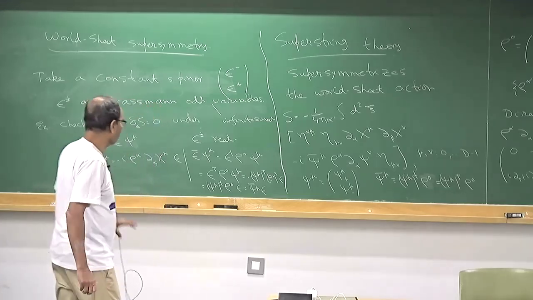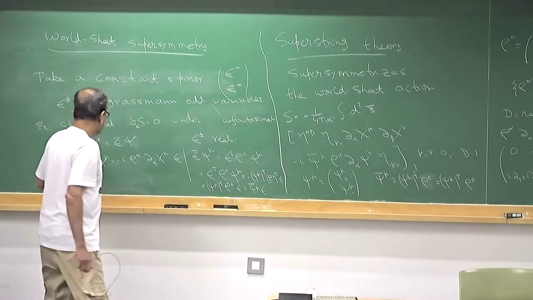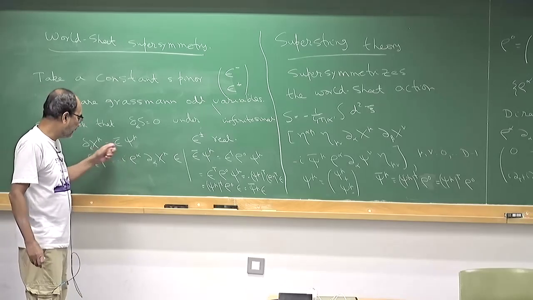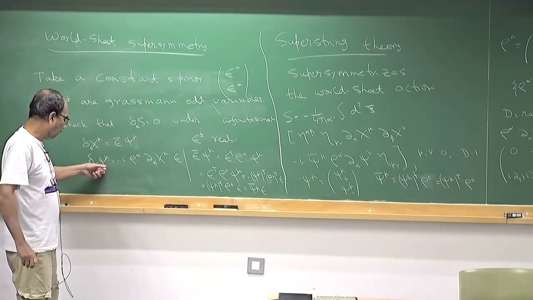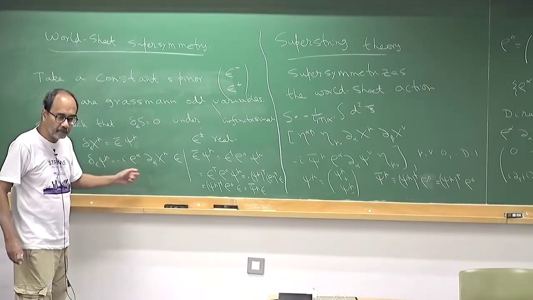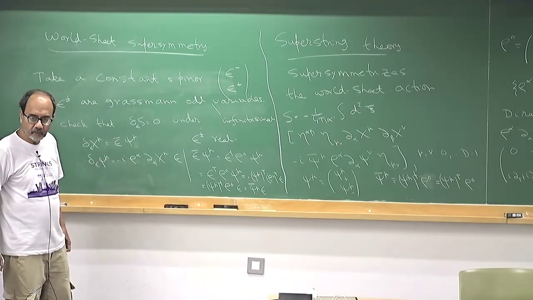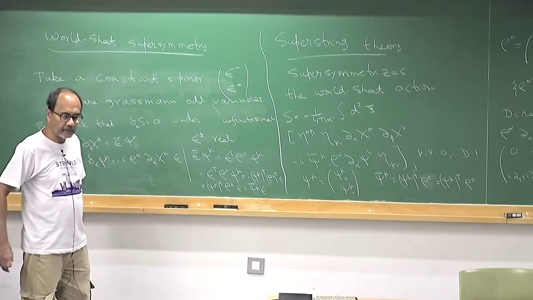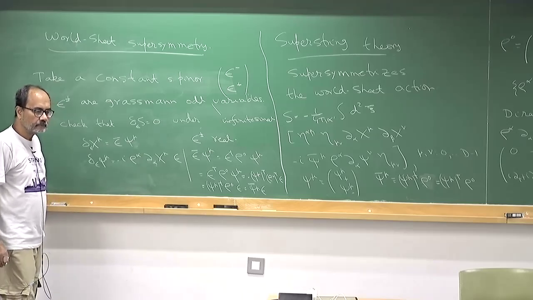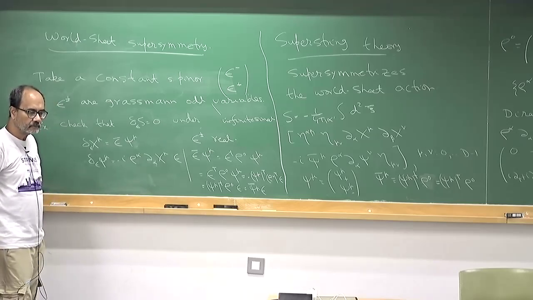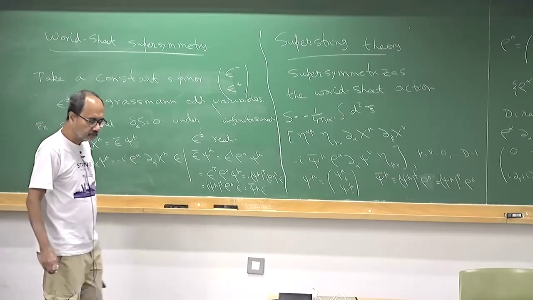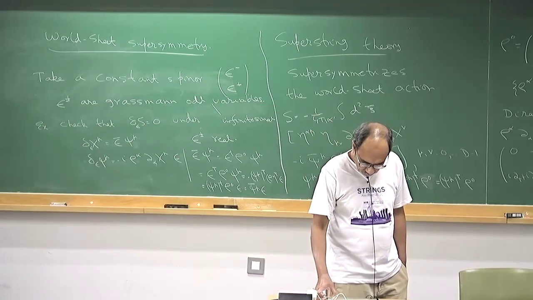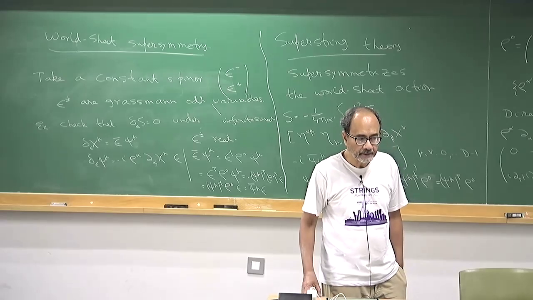So this is called supersymmetry because it's mixing bosons with fermions. Transformation of a boson is proportional to a fermion, and transformation of a fermion is proportional to a bosonic combination. Of course, it's made Grassmann odd by multiplying by these Grassmann odd spinors. Are there questions?